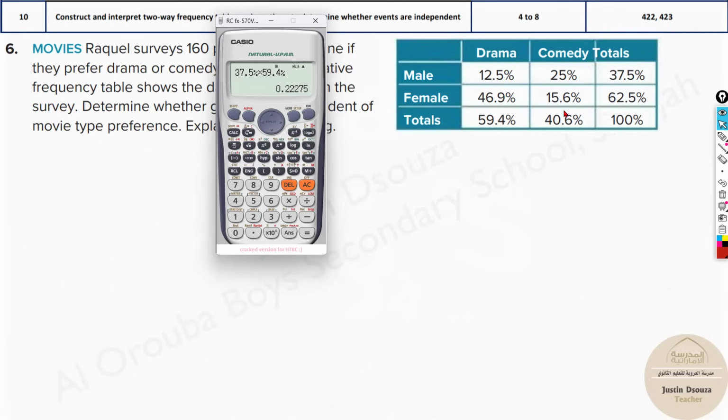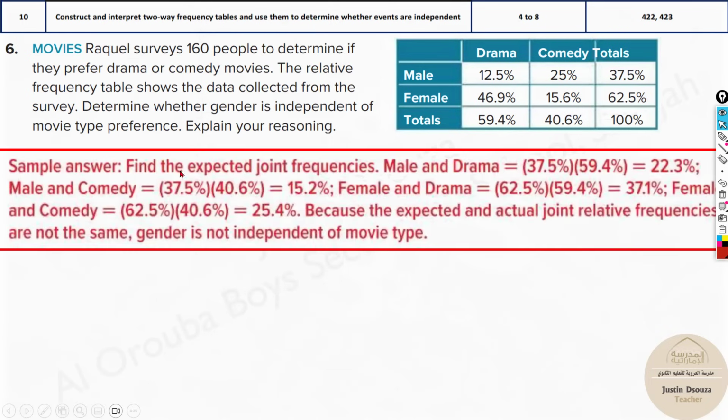All the values should match only if they are independent. Now, if you want male comedy movies, you should take the total of male and multiply it with the total of comedy movies. If you get 25%, that means expected and the actual ones are the same. But here it's not the same. You can see the expected joint, what we expect by multiplying, is not matching. So therefore it is not independent.